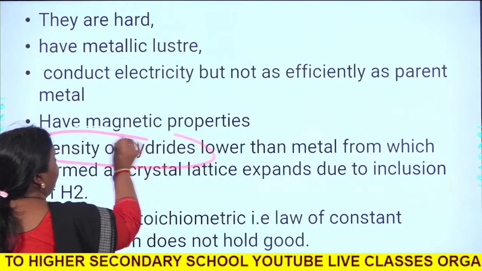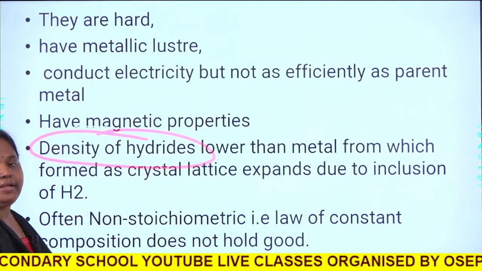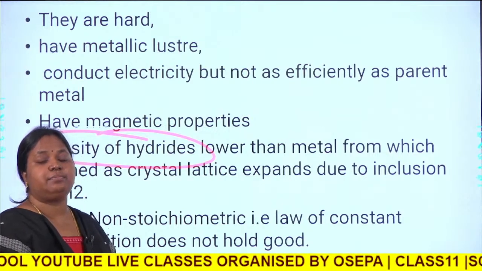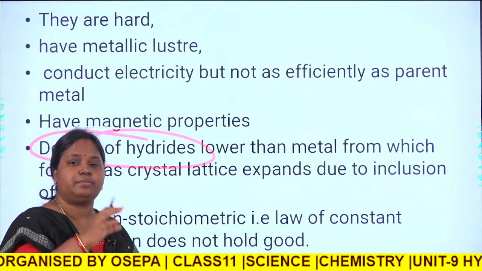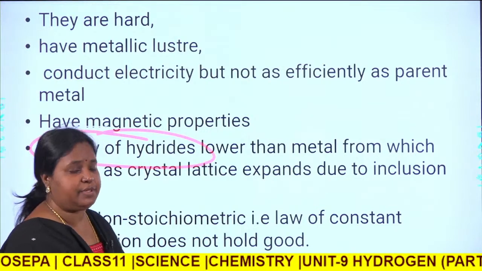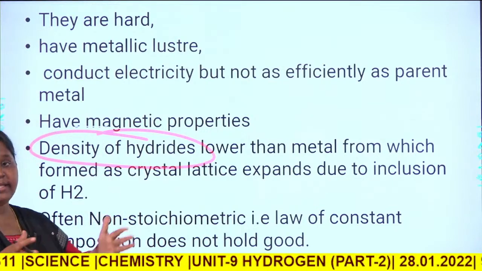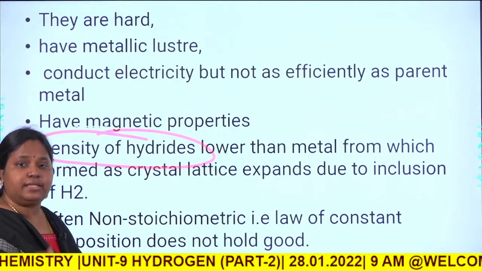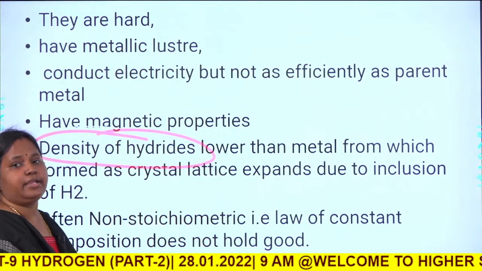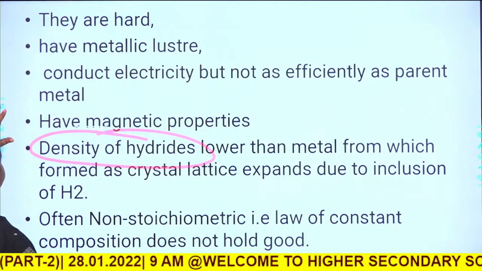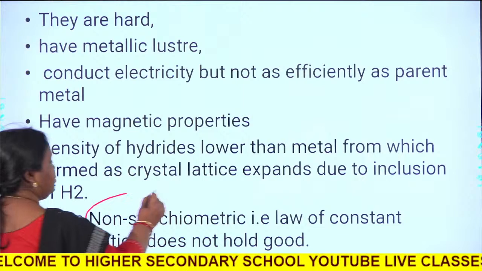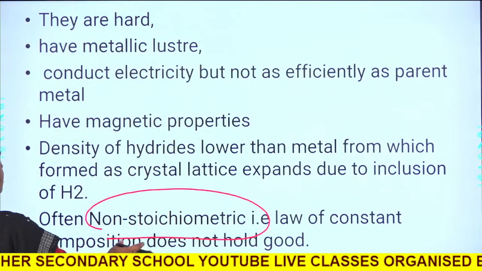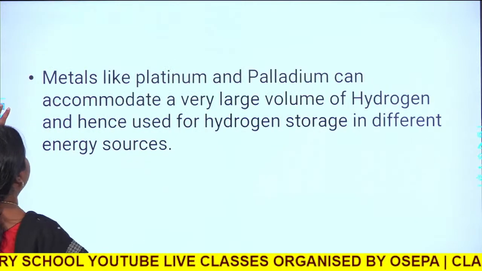Density of the hydrides, remember, is lower than the density of the parent metal, because why? Due to occupation of hydrogen in the interstitial spaces, the lattice size actually expands, as a result of which the density decreases. And these are non-stoichiometric, because the law of constant composition does not hold good.